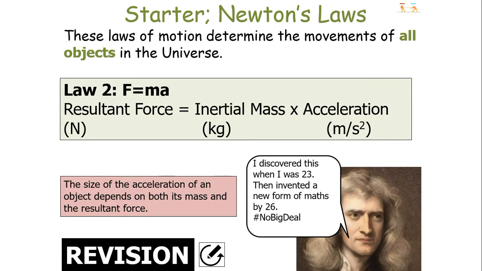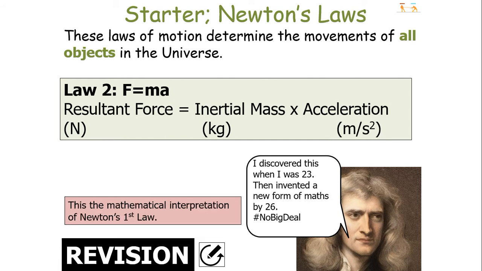Like we mentioned before, the laws of motion determine the movements of all objects in the universe, and Newton's second law of motion is F equals ma, which is resultant force in newtons equal to the inertial mass in kilograms times the acceleration in metres per second squared. So basically it tells us the size of an acceleration depends on both the mass of the object and the resultant force acting on the object.